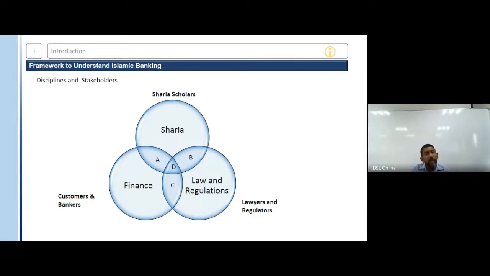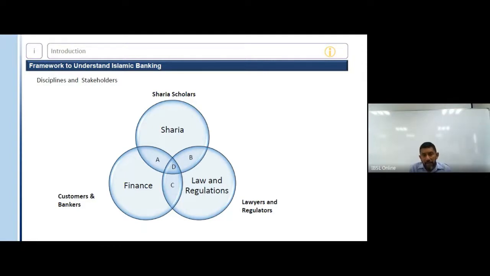Of course, in quadrant D there could also be issues like operational issues, IT related issues or HR related issues, but that is the sweet spot in which all Islamic banks should operate. In case they don't, they are operating on a model which is not sustainable in the long run.